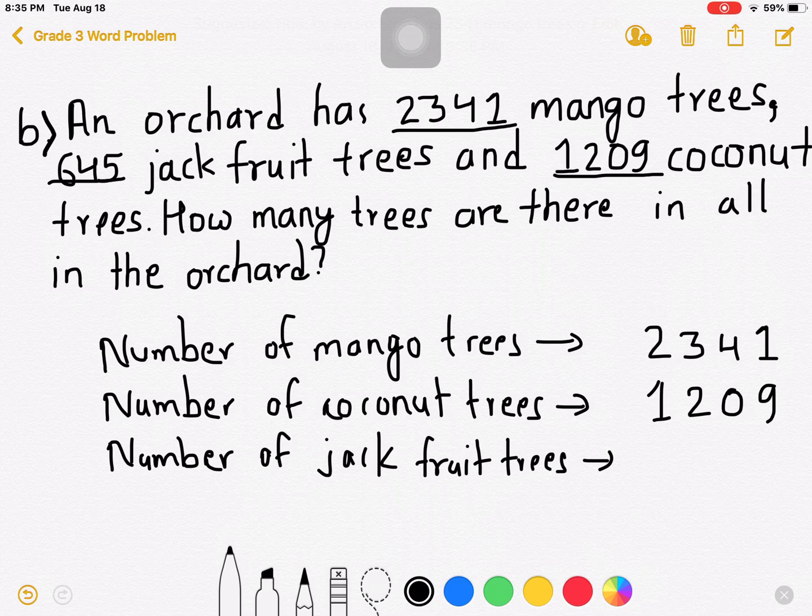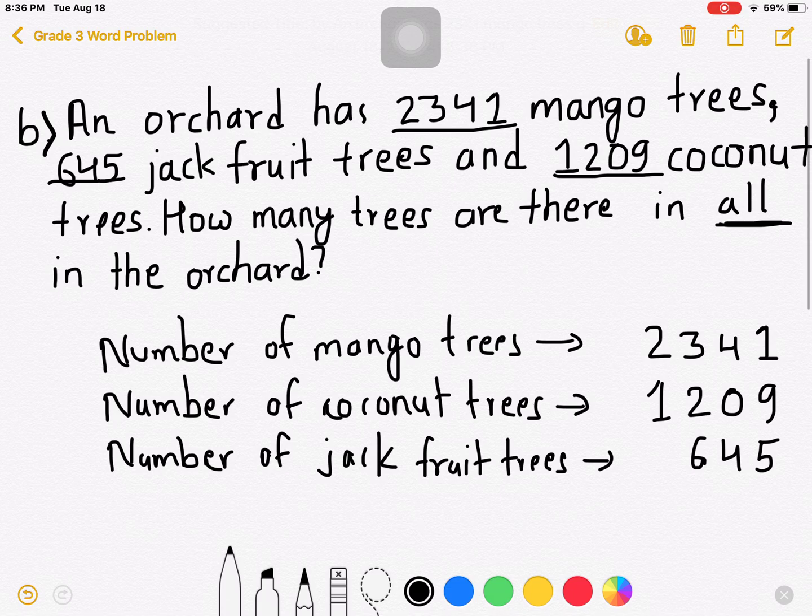Now let us write the number placing each digit correctly. Okay, it is of 3 digit only, so 645. Now we have placed here what is asked in question, that is how many trees are there in all together. All number of trees means we have to add, isn't it? How many trees are there in all in the orchard means total, isn't it?